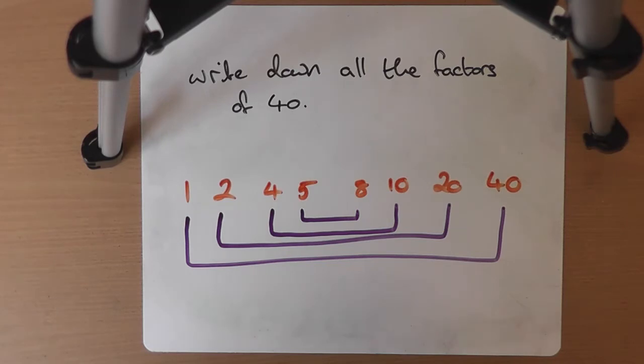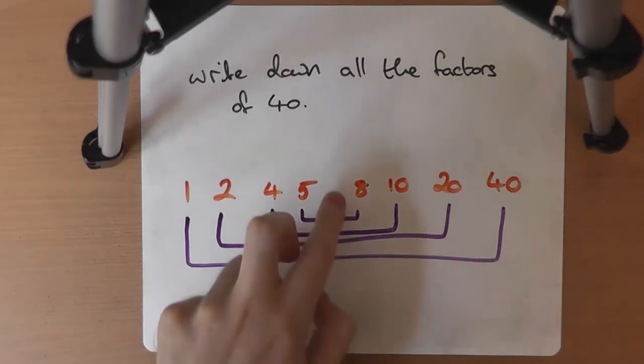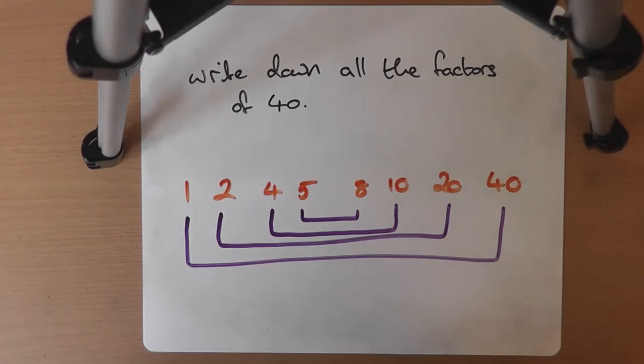We could check 7 though. 7's the next number up. Well, 7, 14, 21, 28, 35, 42, not 40 again. So 7 can't go on the list. And the next number up is 8, which is already there. So this must be a complete list of factors. These two haven't met in the middle, like they did with the 12, but we have got to a point where there are no more factors contained in that gap, which means this must be a complete list. So all the factors are 1, 2, 4, 5, 8, 10, 20 and 40.